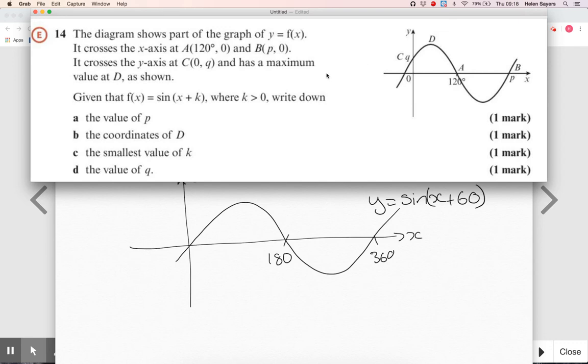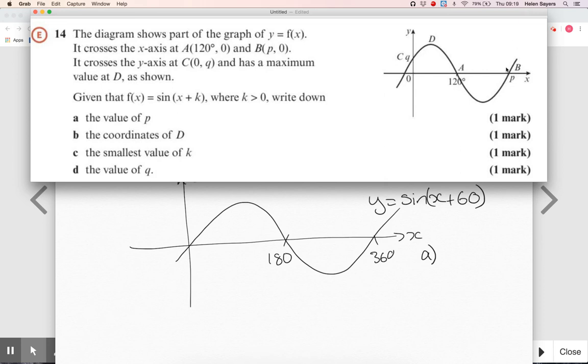Right, now a clue in this question is it says write down for each of these, as opposed to calculate or work out. So that tells us that the information is there, we've just got to interpret it. And also each part's only worth 1 mark, so none of it should be any in-depth calculations.